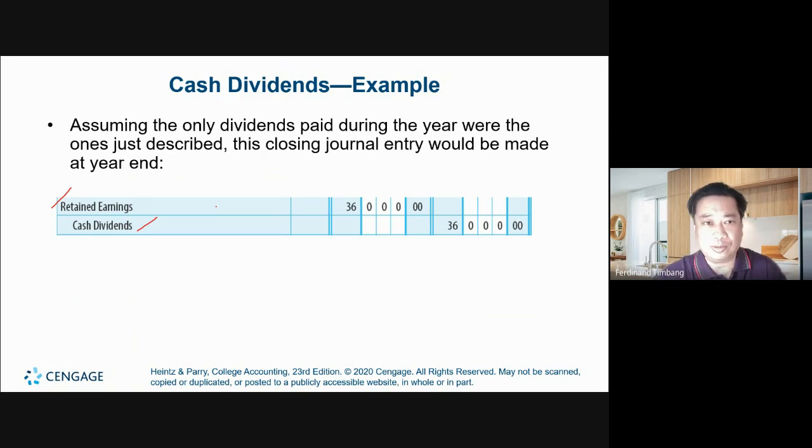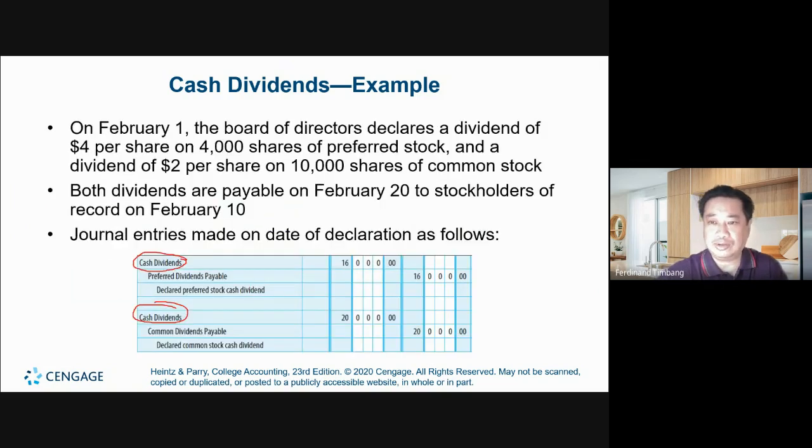But it is also possible that instead of debiting the cash dividends here, we can use immediately the retained earnings. That is also possible. In the book by Hintz and Parry, they first debited the cash dividends, and then later on, at the end of the year, they charge it to retained earnings. But again, it is possible that instead of using the cash dividends as debit, we can use the retained earnings.